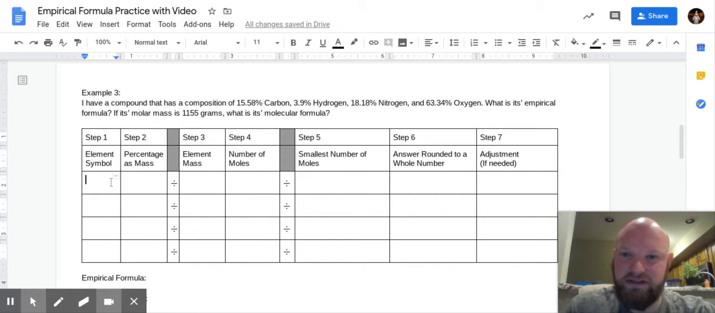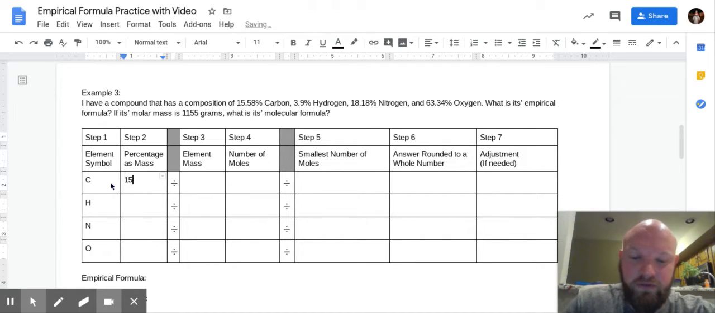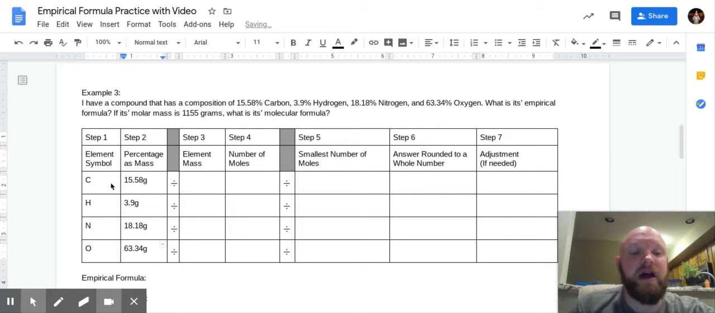So let's take our different elements: carbon, hydrogen, nitrogen, and oxygen. Once again, I'm going to take the percentages. So 15.58% is going to become 15.58 grams. We're going to pretend that it is out of 100 grams to make our life easy. 3.9 grams, 18.18 grams, and 63.34 grams.